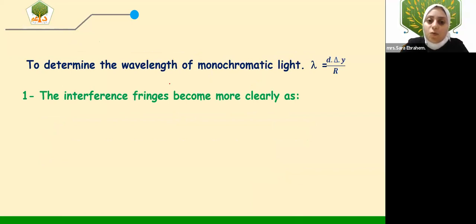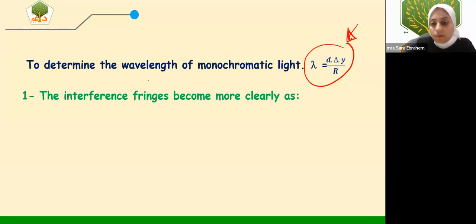To determine the wavelength of monochromatic light, use this rule. And to determine frequency, we will do the velocity of the wave, or velocity of light, divided by wavelength.